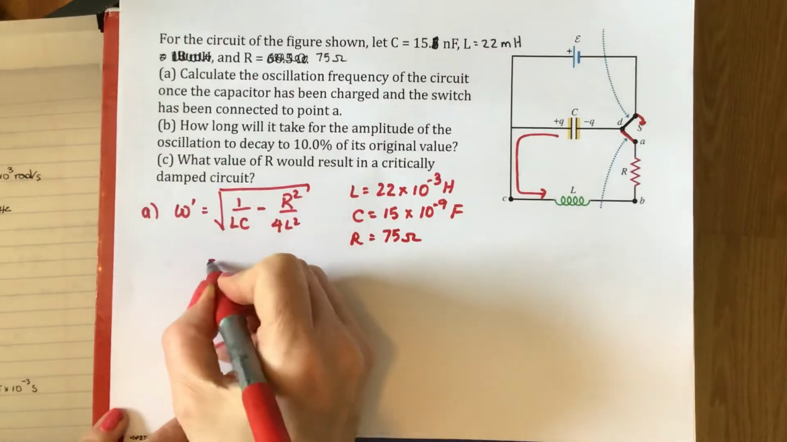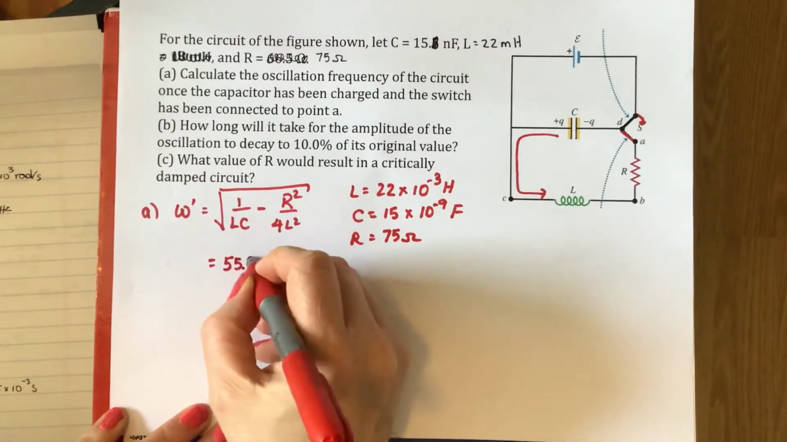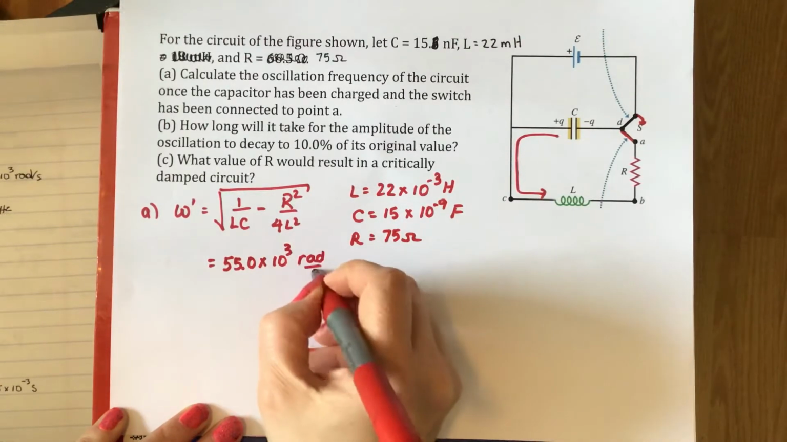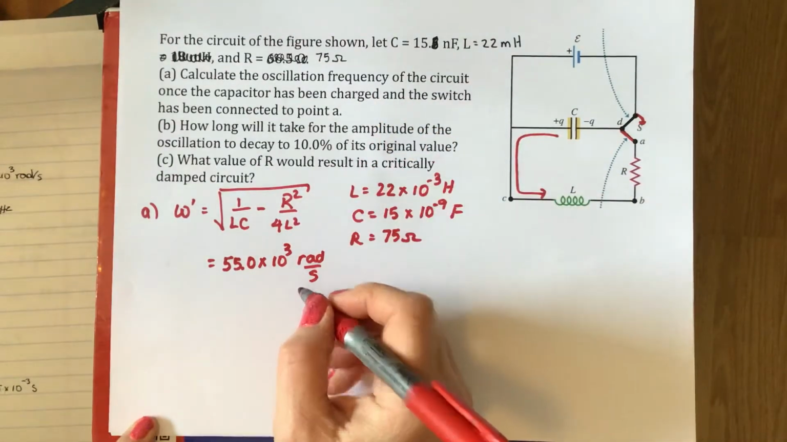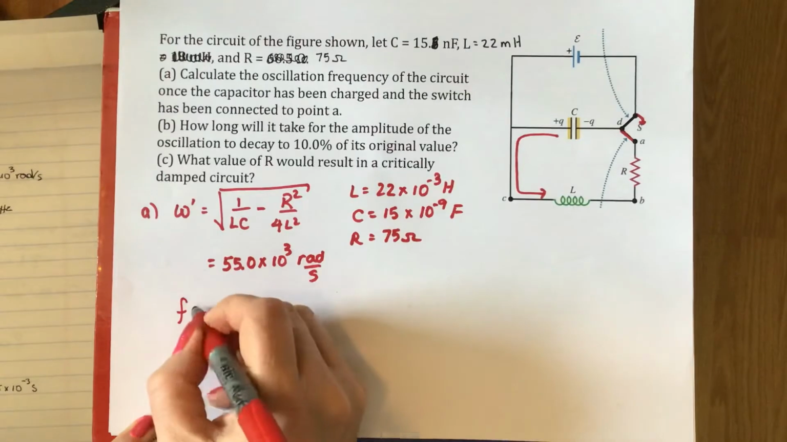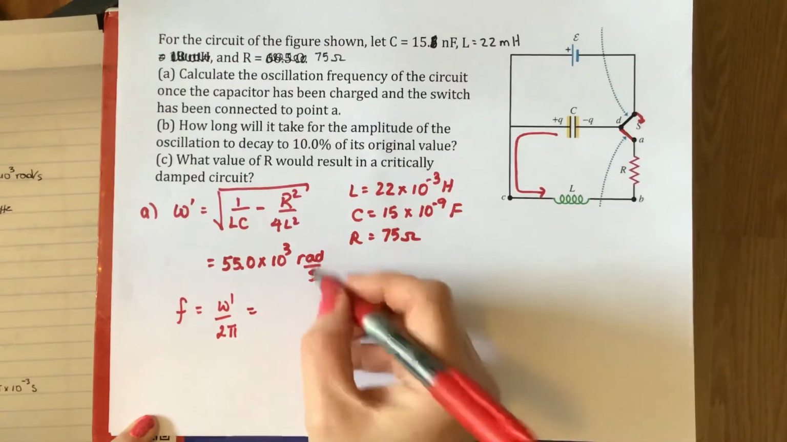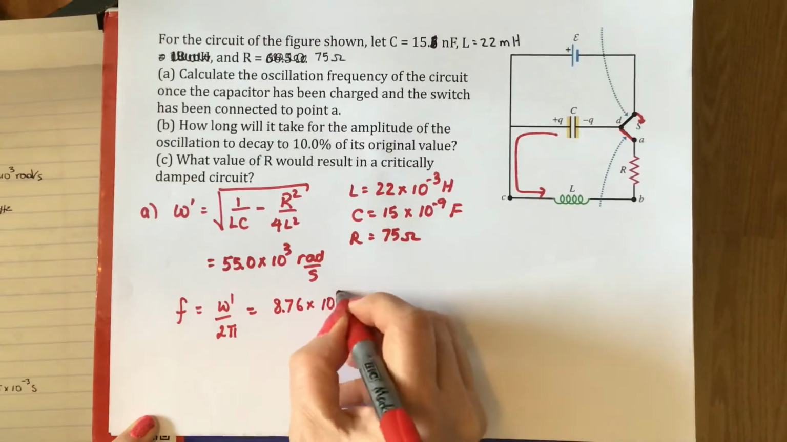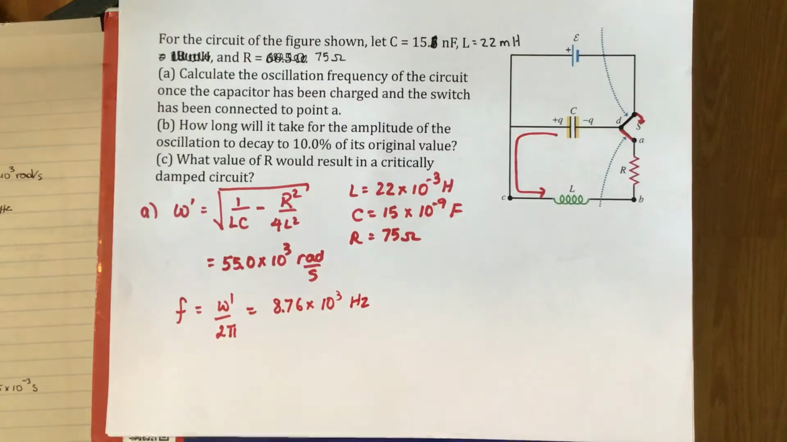When we put that in our equation and work it through the calculator, I get 55 times 10 to the 3 radians per second. That's the angular frequency. This does ask for frequency. We remember that omega is 2 pi f, so our frequency is going to be omega divided by 2 pi. So omega over 2 pi gives us 8.76 times 10 to the 3 hertz. So it's got a pretty fast frequency, so it oscillates back and forth really, really rapidly.